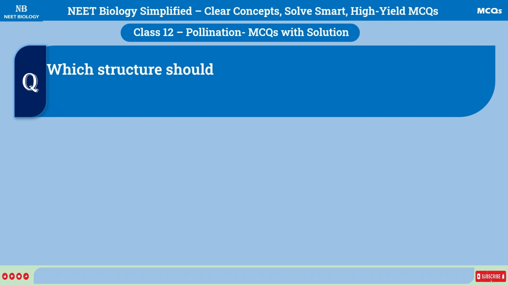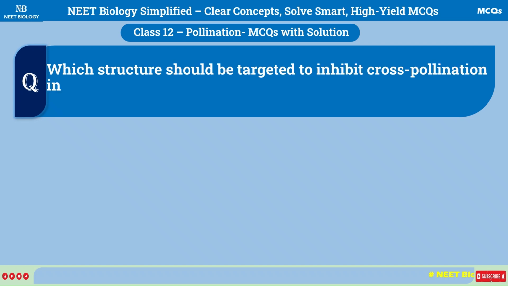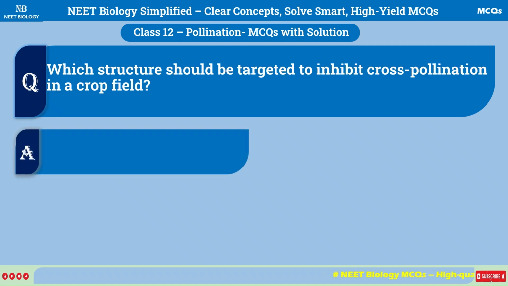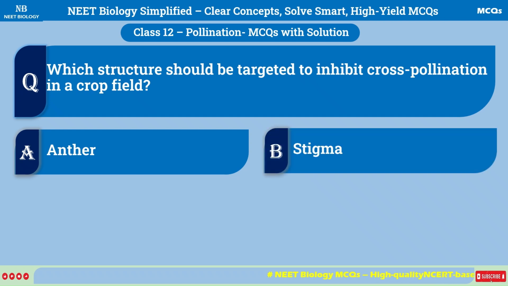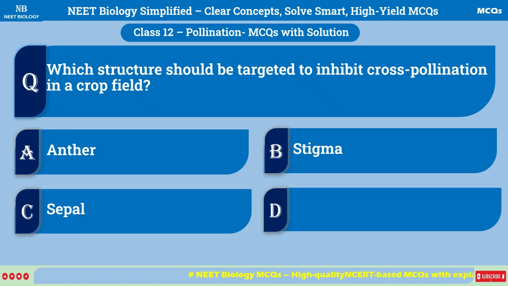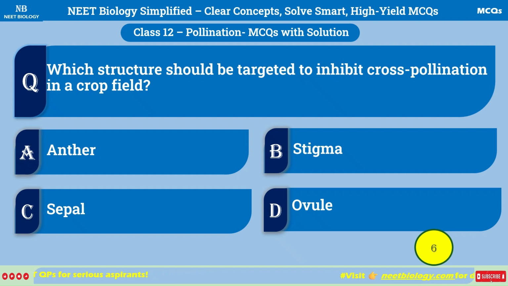Which structure should be targeted to inhibit cross-pollination in a crop field? A. Anther. B. Stigma. C. Sepal. D. Ovule. Correct answer is B. Stigma.